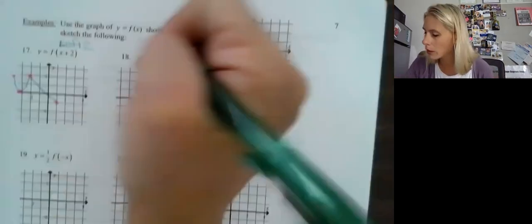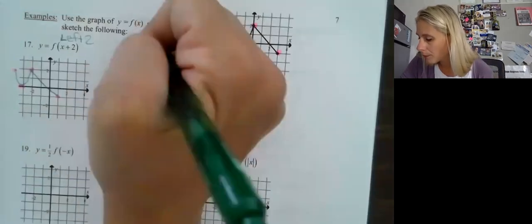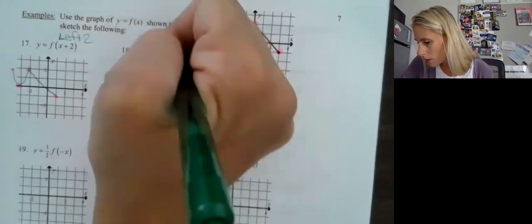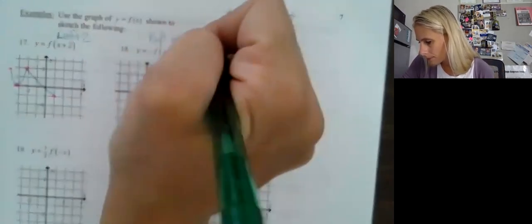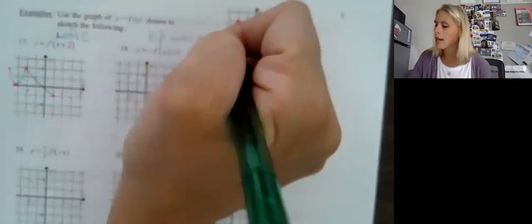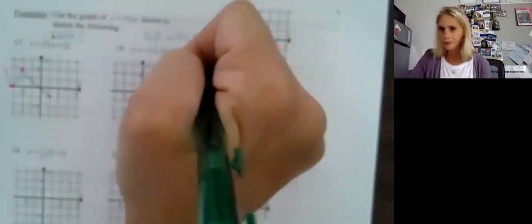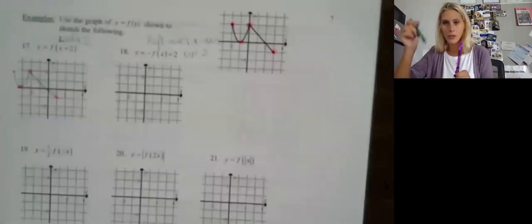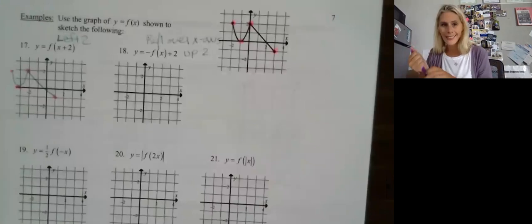Now we have 2 movements here. The first thing we're going to do is flip it over, reflect over the x-axis. And then we're going to move up 2. Excuse me, guys. I'm actually going to do the first transformation and then do the second. So I'm going to do the first one in the purple and the second one in the green.